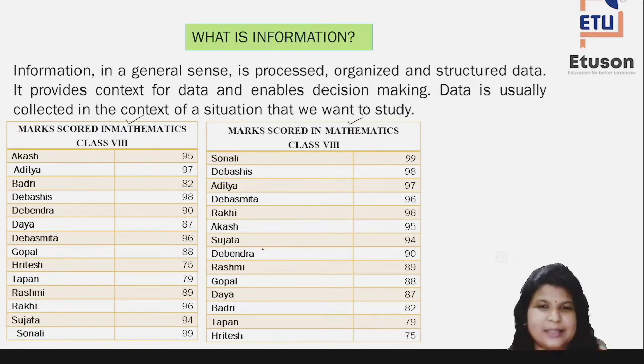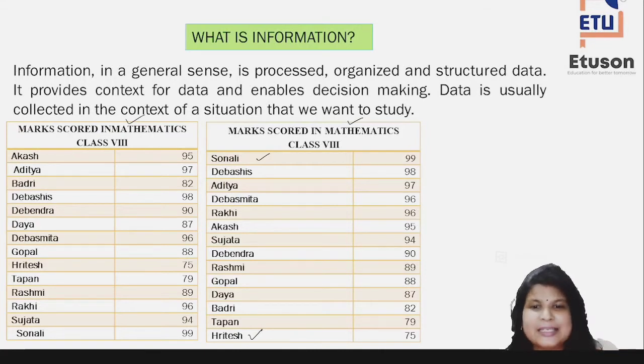Now, if you can see this table, you can easily tell that what is the range of marks scored by the class 8 students in mathematics exam. Correct or not? You can easily tell that the minimum marks scored by the student is 75, and who is that student? It is Ritesh. And what is the maximum marks scored by the student? It is 99, and who has scored? Sonali has scored. And also, if someone will ask how many students have got more than 90, so I'll just calculate, just count it: 1 2 3 4 5 6 7 8.